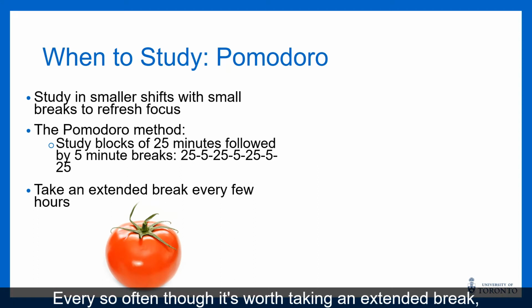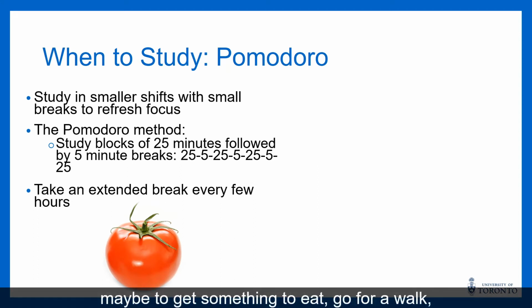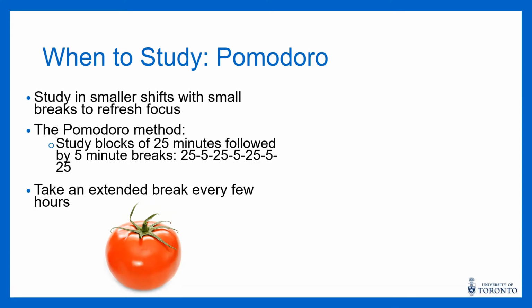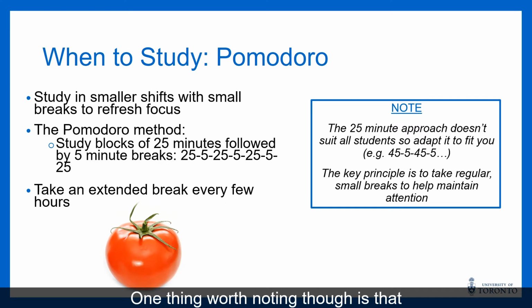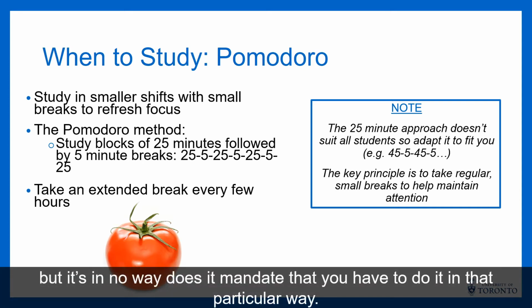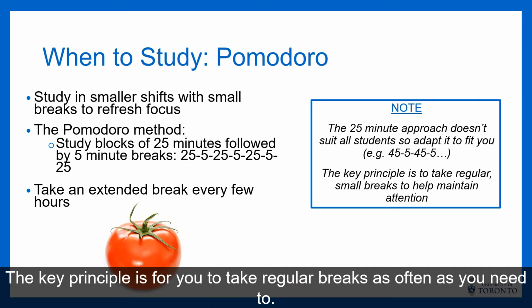Every so often though, it's worth taking an extended break, maybe to get something to eat, go for a walk, just again to continue that refresh process. One thing worth noting though is that the Pomodoro method and the 25-minute gaps is really an ideal, but in no way does it mandate that you have to do it in that particular way. The key principle is for you to take regular breaks as often as you need to.